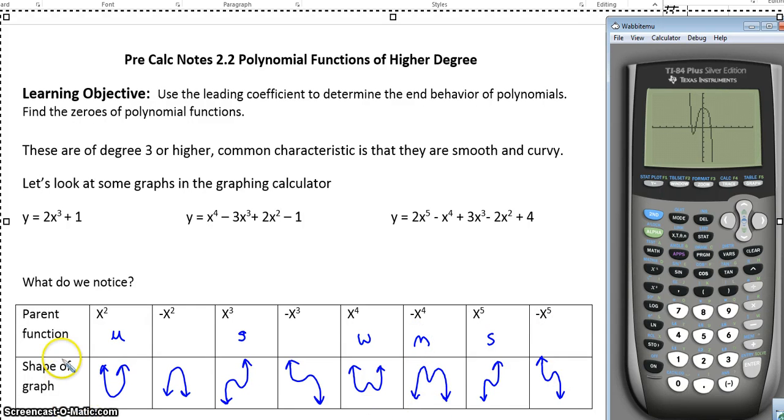I would expect that you would know these different shapes of the graph and not have to plug them into your graphing calculator to get that. It's important that you know the general idea of what the graph will look like, and then you can go back to the graphing calculator to get a more exact view of it.